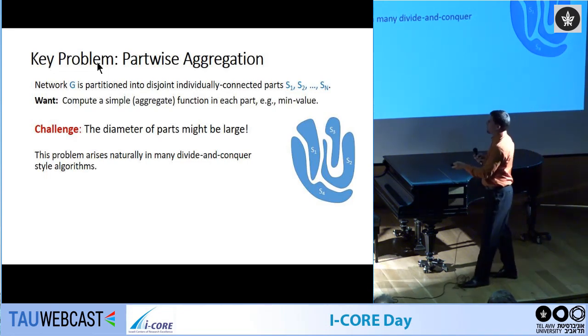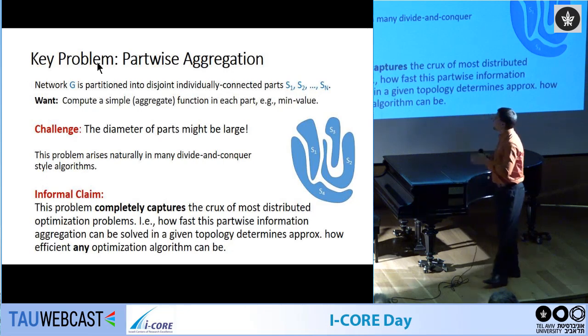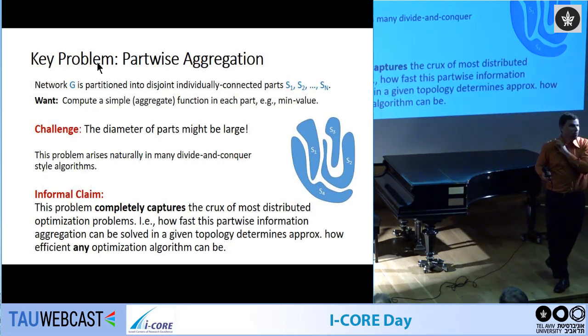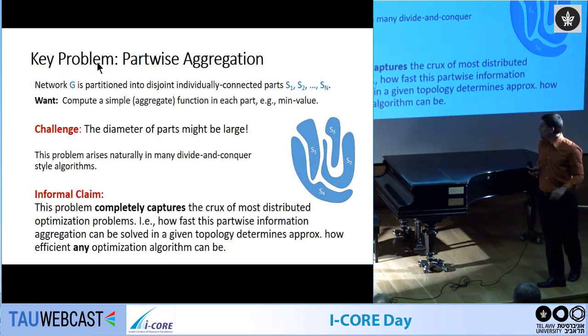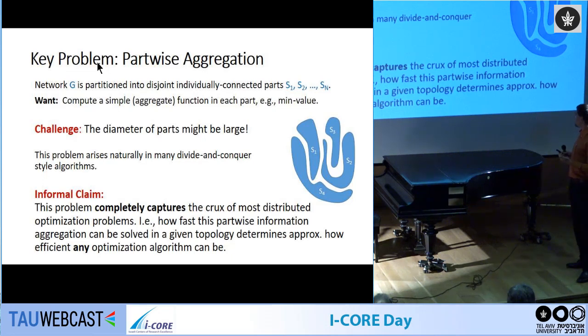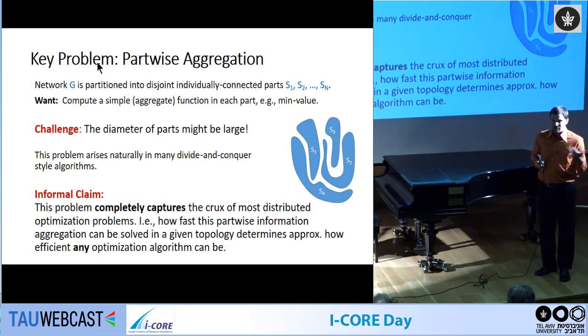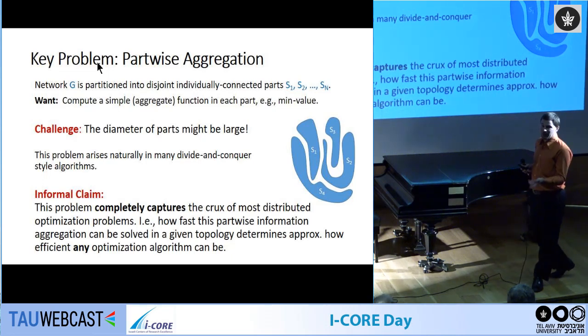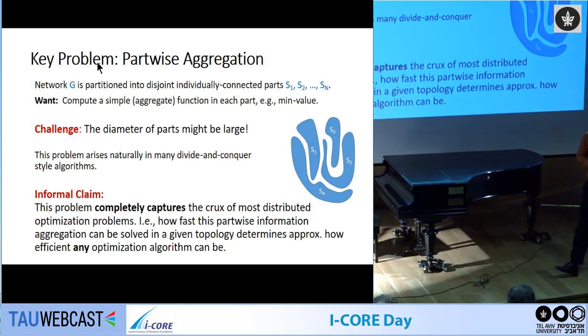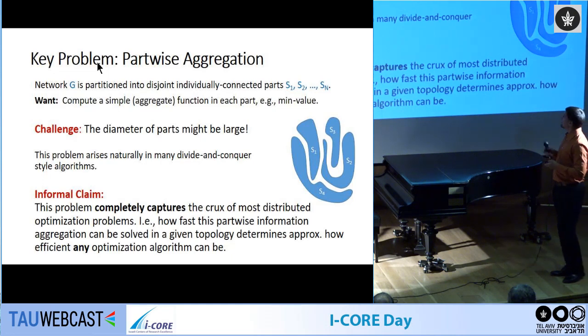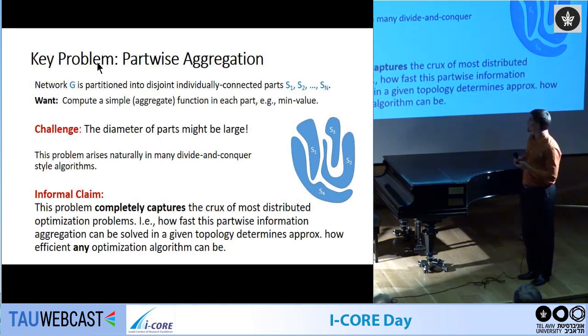And this is an informal claim, but I really want to claim that this super simple pairwise aggregation problem captures the crux of what makes problems hard. In particular, if you cannot solve the pairwise information aggregation problem fast, then you cannot really have any optimization algorithm run fast, and vice versa. If this one is fast, then you should be able to solve basically most or any kind of optimization algorithm fast. That's an informal claim, but that's kind of the right intuition. Okay, so let's go where exactly you suggested.